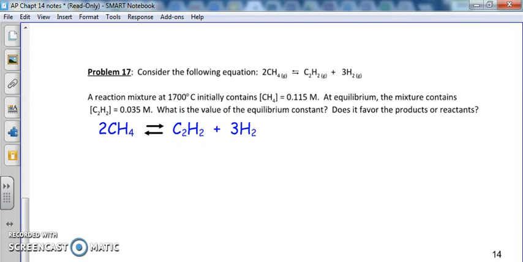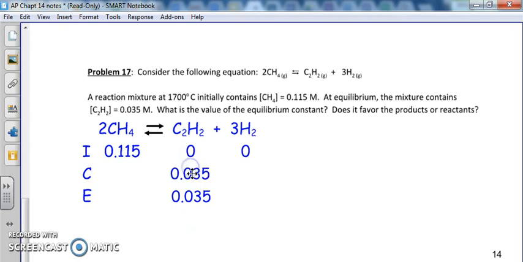So let's find this out. I have to set up my ICE table. Here it is. I have 0.115 and 0, 0. Now what? The C2H2 gains some, but not a whole lot, does it? Just a little bit. So the question is, 0 plus what is 0.035? Well, here it is. And now what? Take this, divide by 1 times 3. And 0 plus 0.105 is 0.105. So now what? Take this, divide by 1 times 2. So I'm going to subtract 0.070 and I get 0.075.